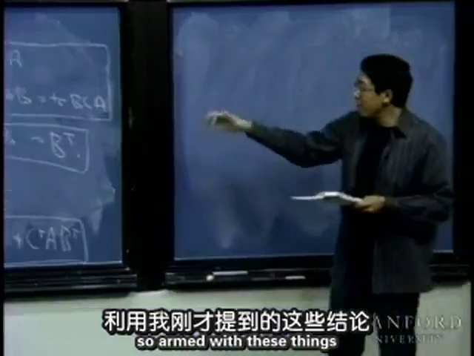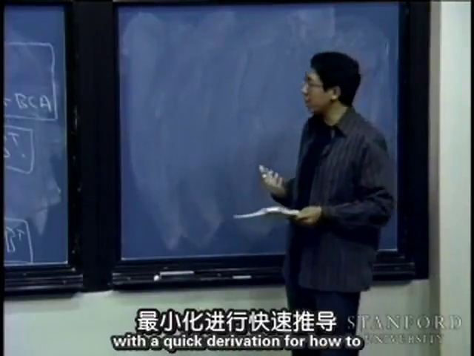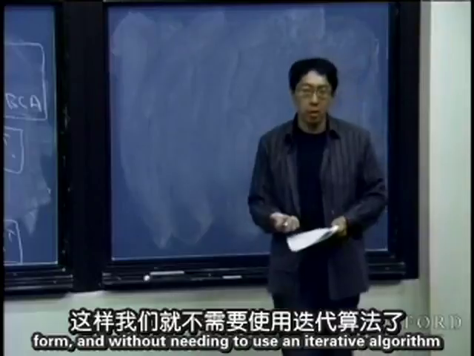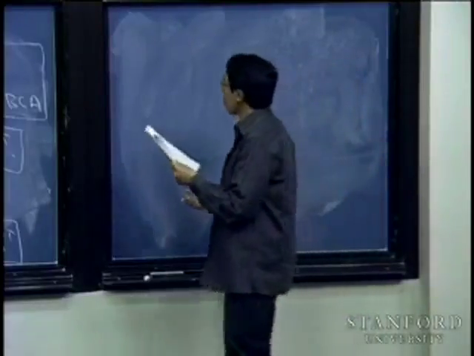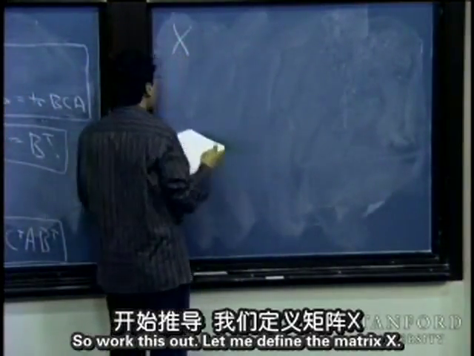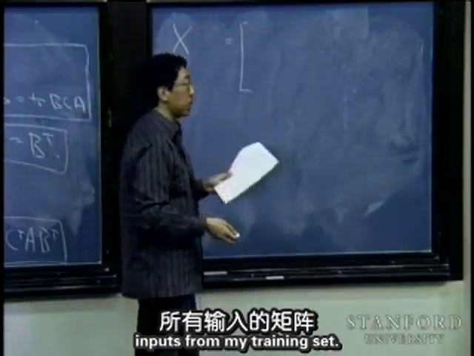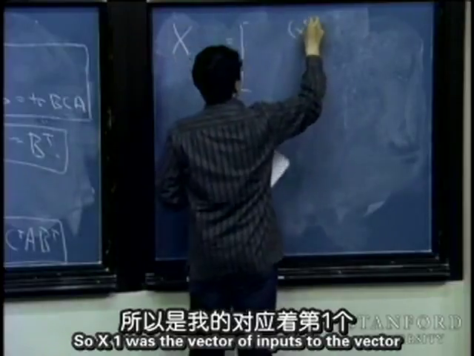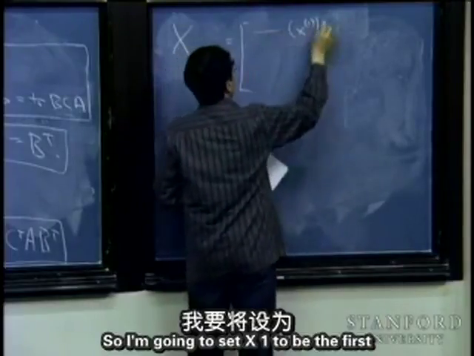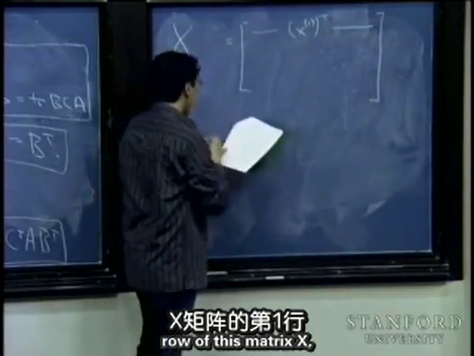So, armed with these things, let's try to come up with a quick derivation for how to minimize J of theta as a function of theta in closed form, without needing to use an iterative algorithm. To work this out, let me define the matrix X. This is called the design matrix. It is a matrix containing all the inputs from my training set. So X1 was the vector of inputs, the vector of features for my first training example. I'm going to set X1 to be the first row of this matrix X.